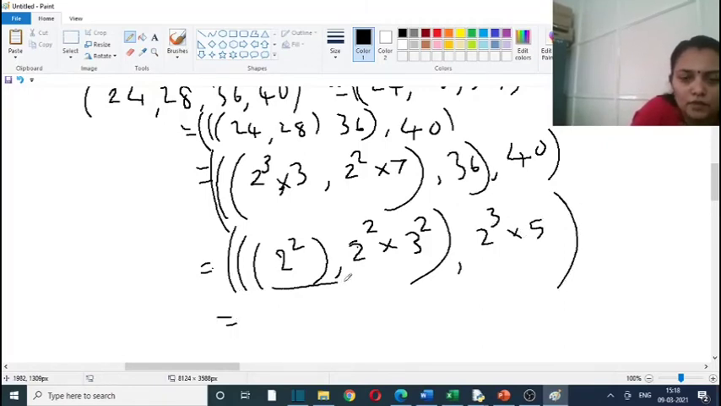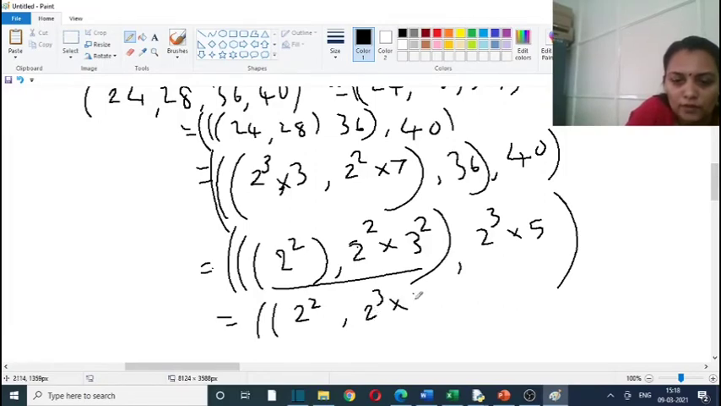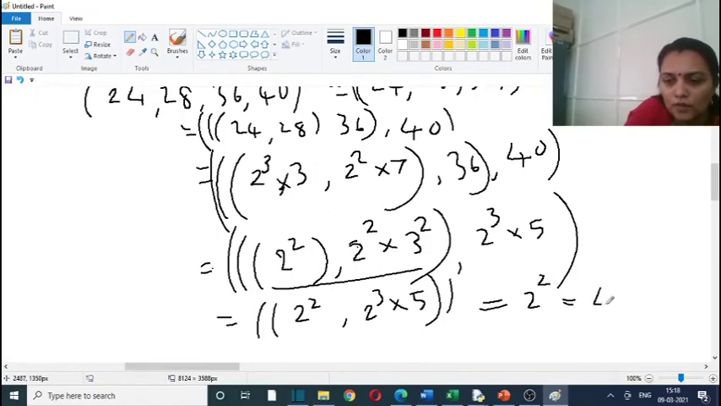So now we have to do this part. The GCD of 2 square and 2 square into 3 square is 2 square, and then with 2 cube into 5, again the minimum of 2 square and 2 cube is 2 square, which is equal to 4.